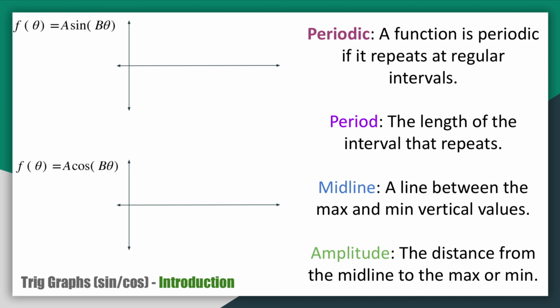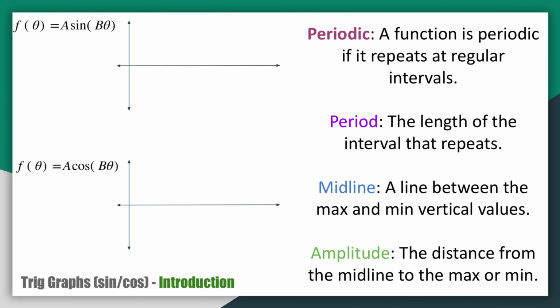Now, each of these is what we call periodic. A function is periodic if it repeats at regular intervals, okay? So both of these will repeat themselves over and over again. The length of that repeating, we call the period, okay? Now the midline is a line between the max and min vertical values. So, if I have a sine function up here that looks like this, the midline cuts right between it, okay? And then the amplitude is the distance from the midline to the max or the minimum. So if it went up again and came down like this, and let's say we were here and this was 1, then the amplitude would be 1, okay?